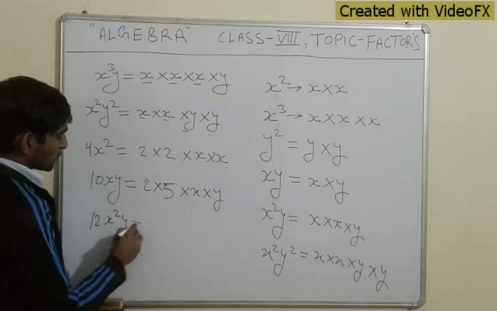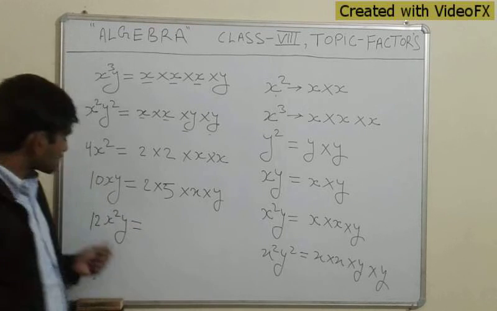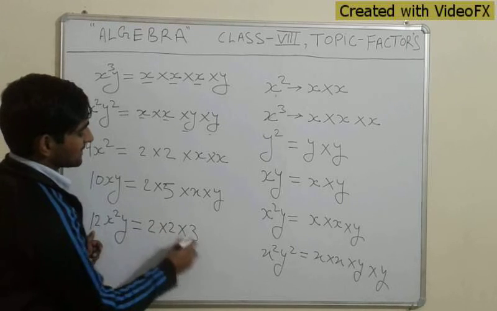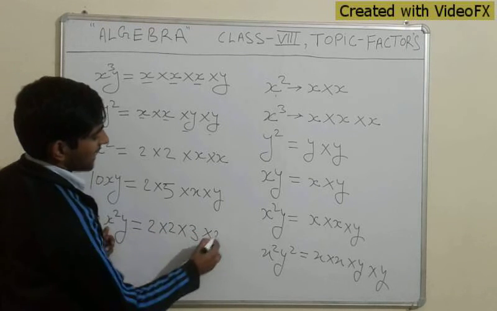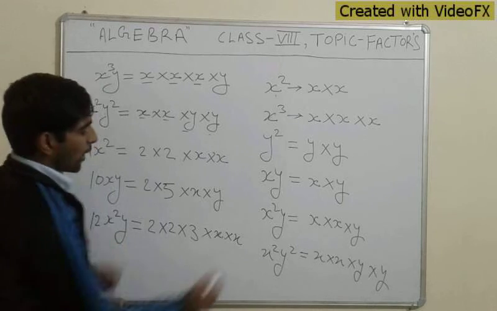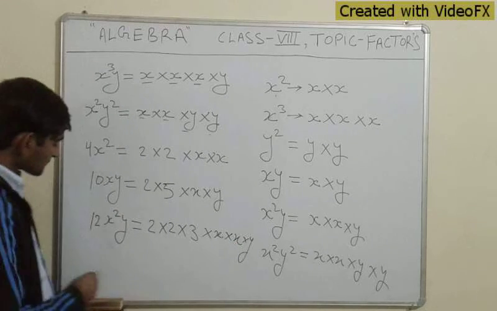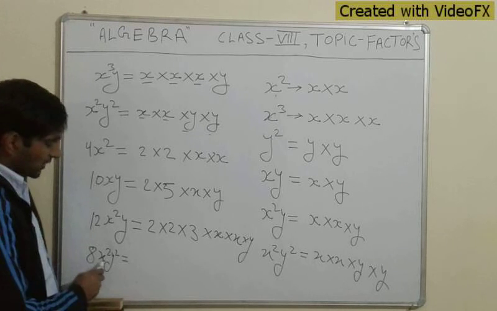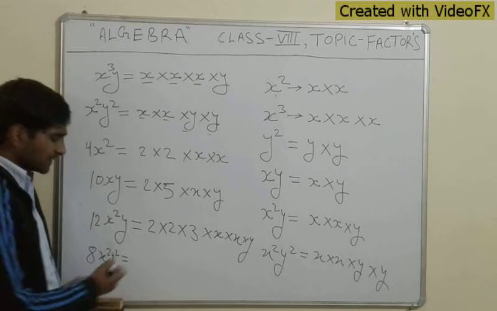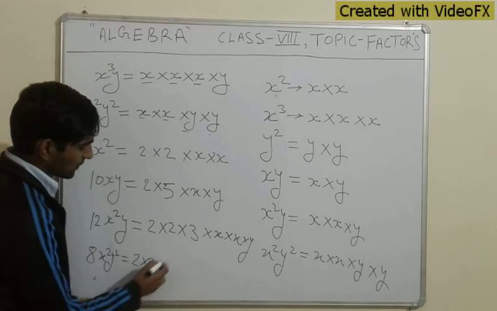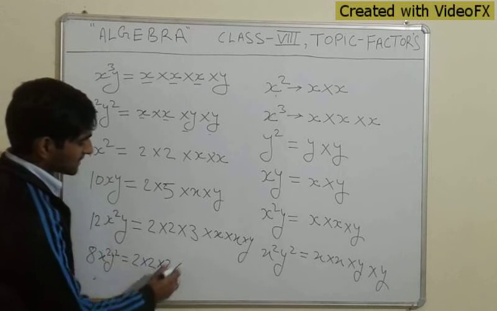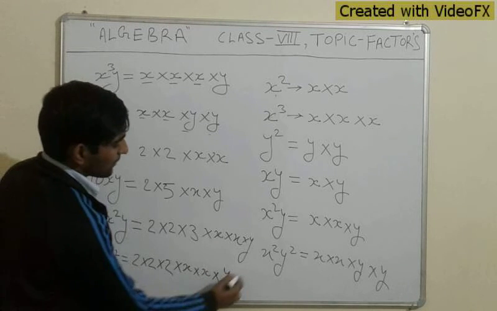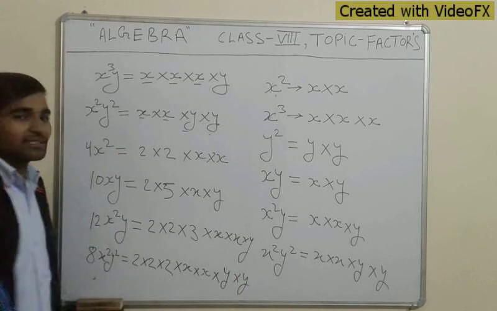12x square y. First we factor 12. 12 is 2 multiply 2 multiply 3 and x square is x multiply x, then y. Next, 8x square y square. The factors of 8 are 2 multiply 2 multiply 2 and x square is x multiply x and y square is y multiply y. So these are the factors.